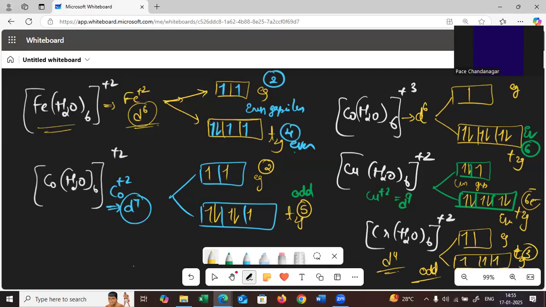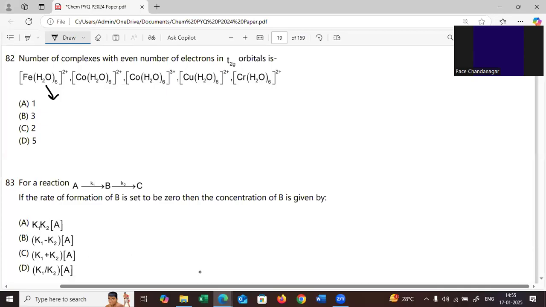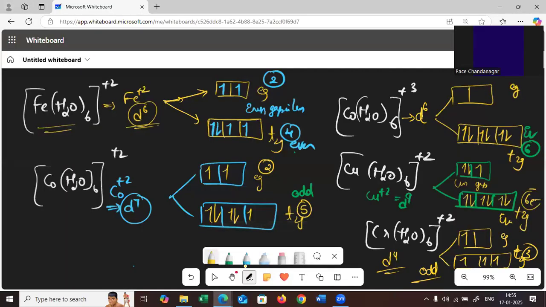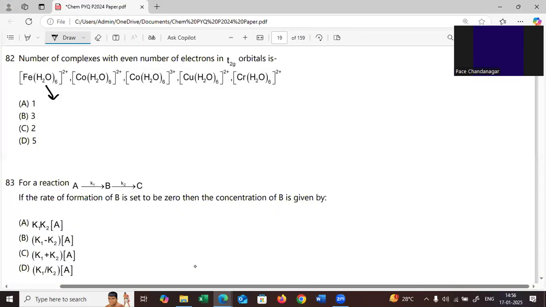And when I see the question again, the question says number of complexes with even number of electrons in T2g orbitals. Just count it and you will get the answer there. Just count the number of electrons, how many here you have with even number. Even is how many? 1, 2, and 3 even number and 2 odd you got. That's it. That would be your answer there. Next, even number is 3. If asked for odd number, it is 2.